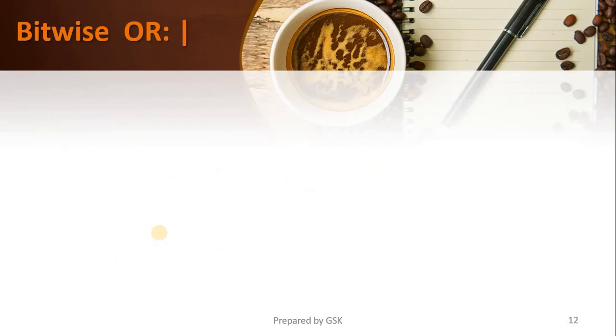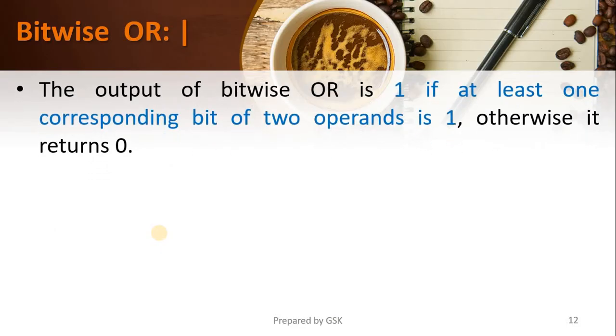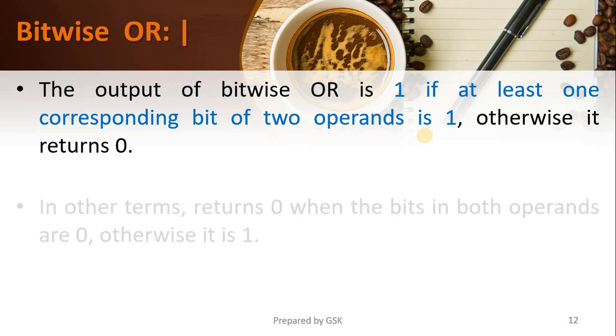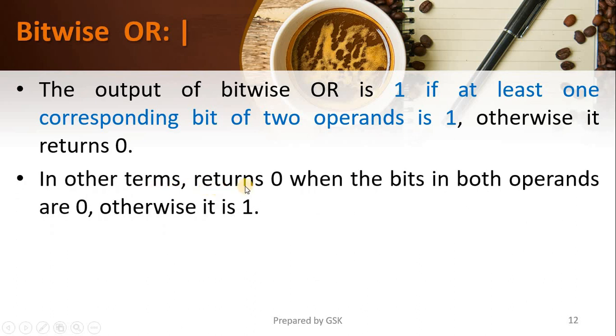Next category is the bitwise OR operator. The principle of the bitwise OR operator is, the output is 1 if at least one corresponding bit of two operands is 1. Otherwise, in all the remaining cases, bitwise OR returns 0. In other terms, we can say that bitwise OR returns 0 when the bits in both operands are 0. Otherwise, it returns 1. These two principles are the same.